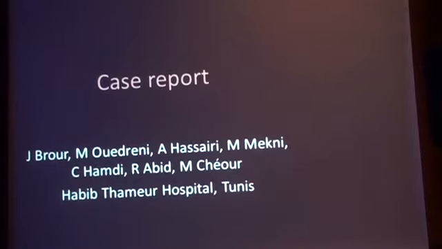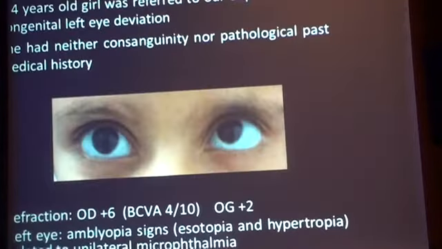Thank you to the ATMO organization for the invitation, and I will speak to you about a case of a little girl, 4 years of age, who was referred to our department for congenital left eye deviation. She had neither consanguinity nor pathological past medical history, and her best visual acuity was 4 up to 10 in the right eye.